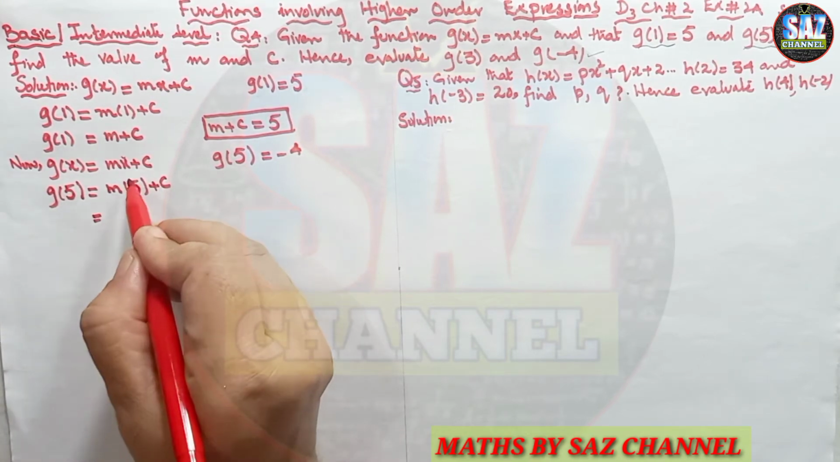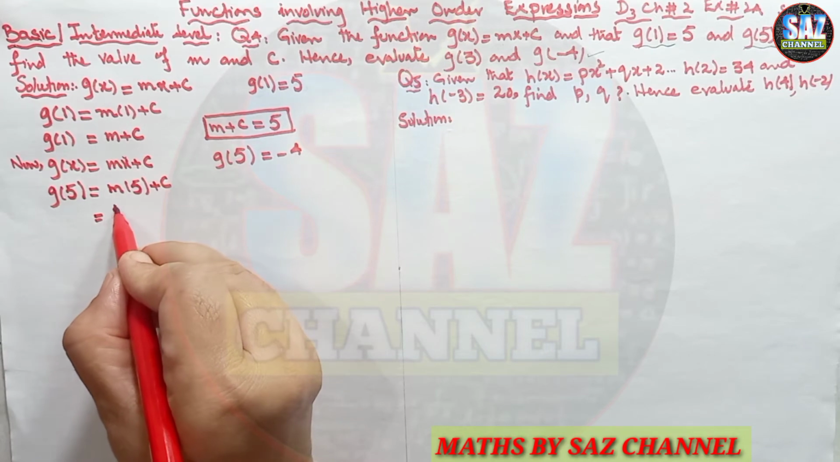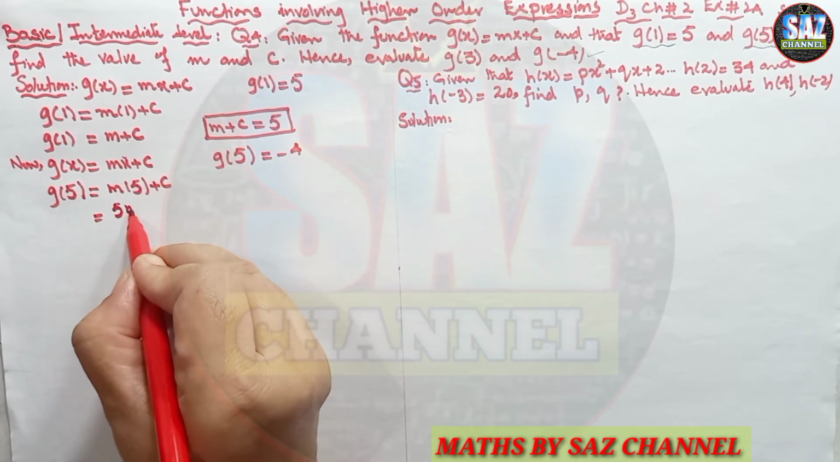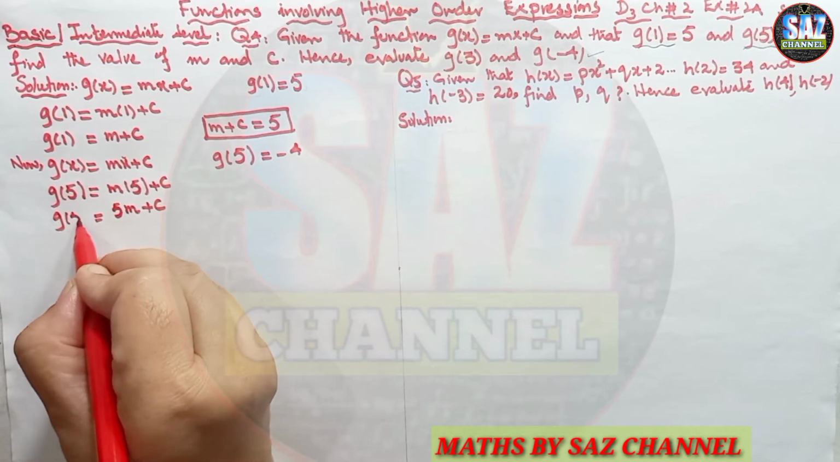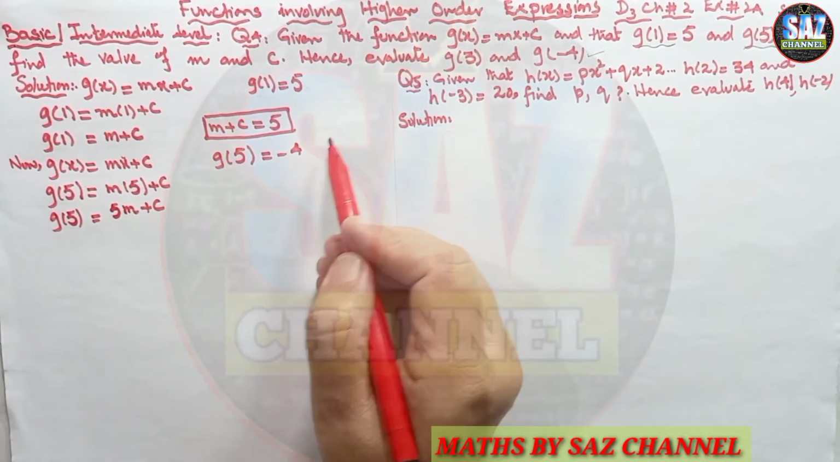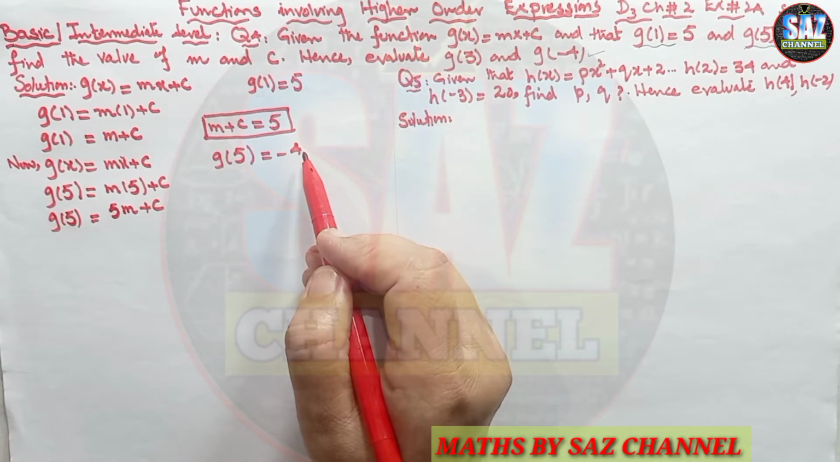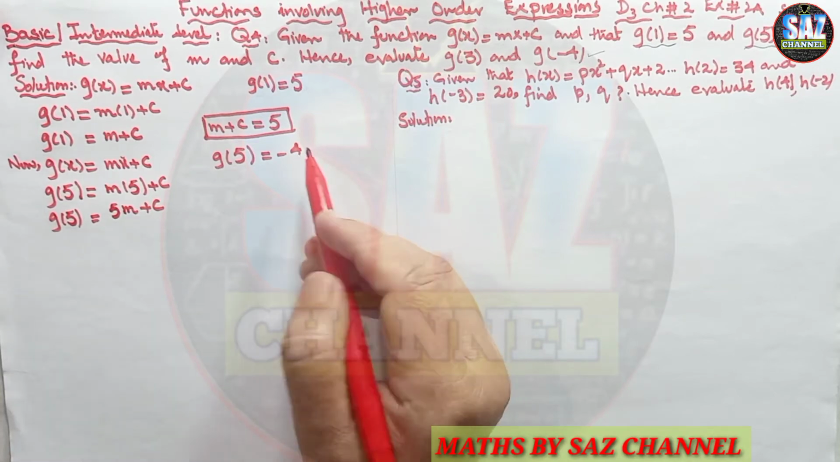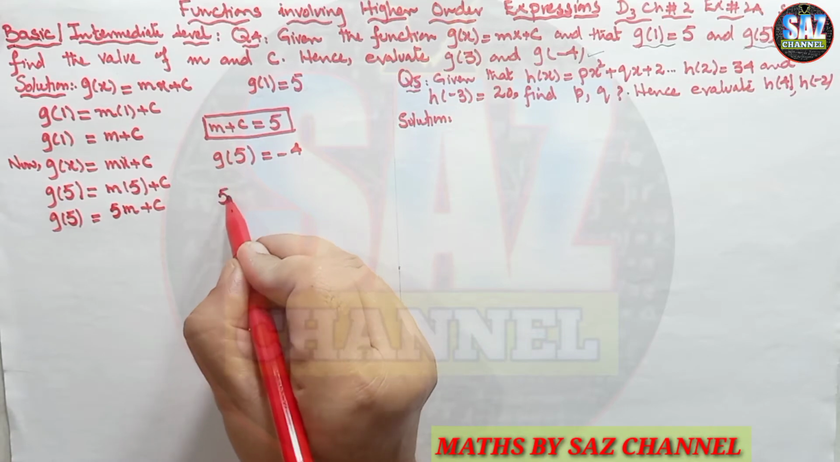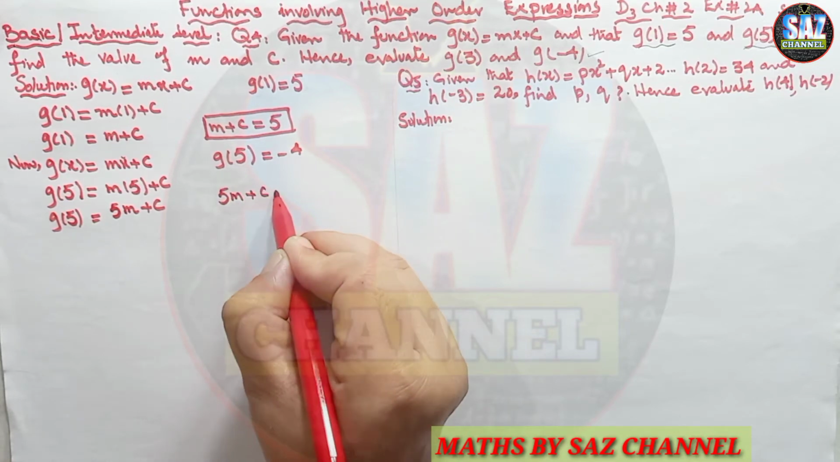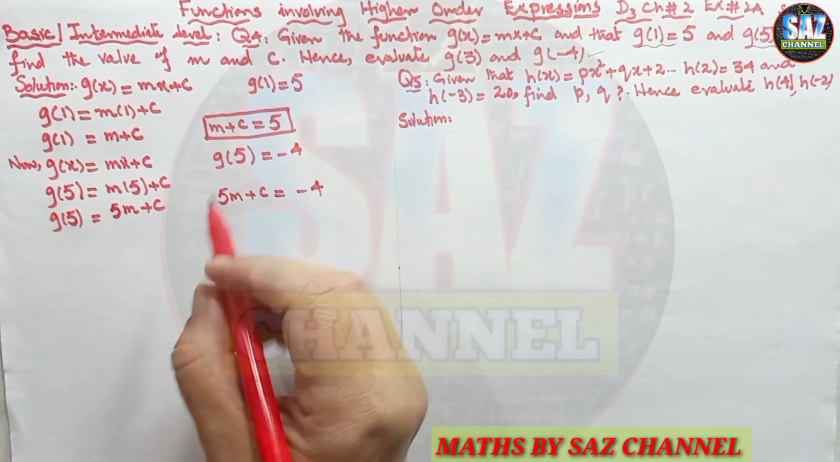It's better to write the constant in the beginning. So this side will take the form 5m plus c, and that is g of 5. Now if we look at the given condition, the given condition is g of 5 equals minus 4. So my equation will take the form 5m plus c equals minus 4.